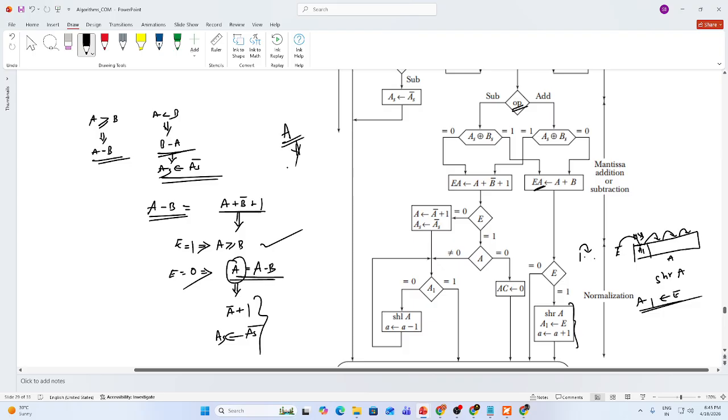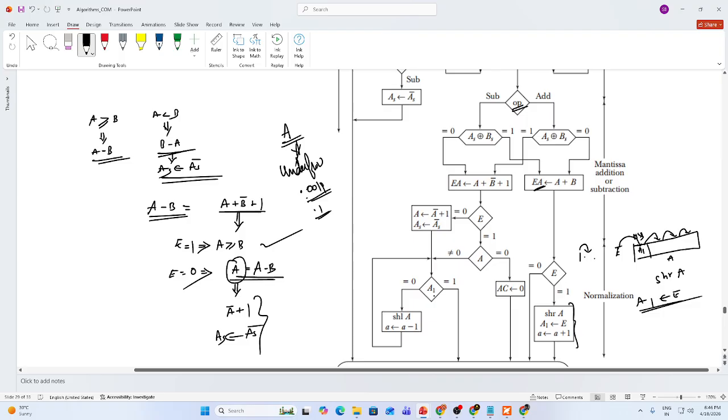Normalized means, what is the meaning? I told this is a subtraction. In the subtraction, what is the possibility? There is a possibility of underflow. I may get the result as 0.00 something, like 0.00111. But I need to ensure that it is 0.1. I need to normalize this. So, how to normalize this in underflow?